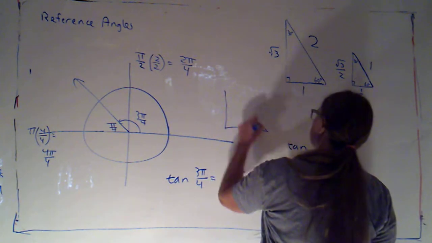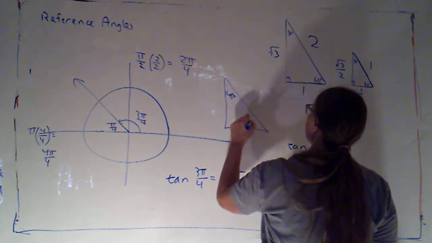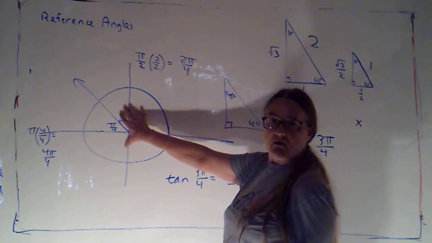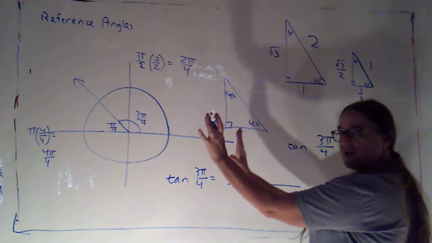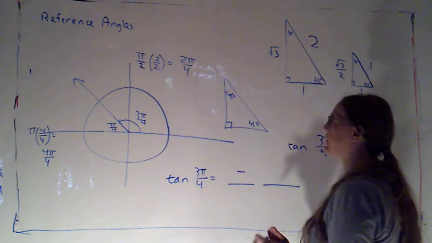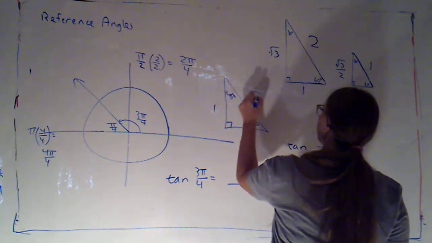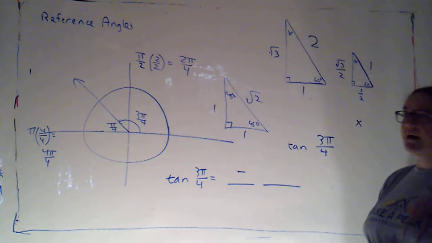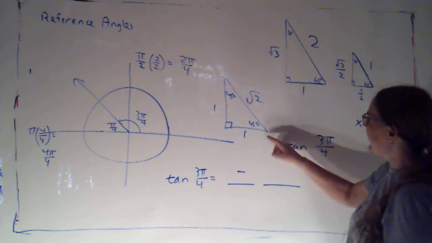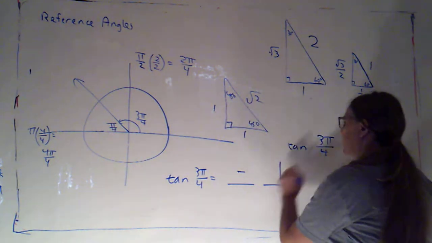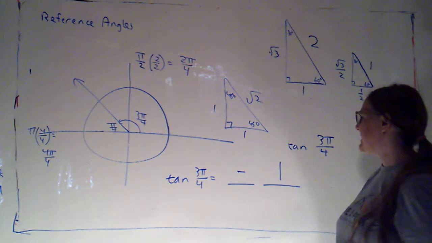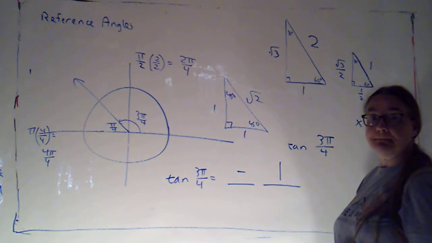So I've erased it, so I'll draw it again. Here's my 45, 45, 90 triangle. Now, maybe this was the unit circle, but that's okay. I used that to figure out what quadrant I was in and what my reference angle was. Now I'm just going to use the 45, 45, 90 triangle that I like best, which has as the two legs 1 and 1, and tangent would just be 1 over 1 or 1. So that tangent of 3 pi over 4 is equal to negative 1.